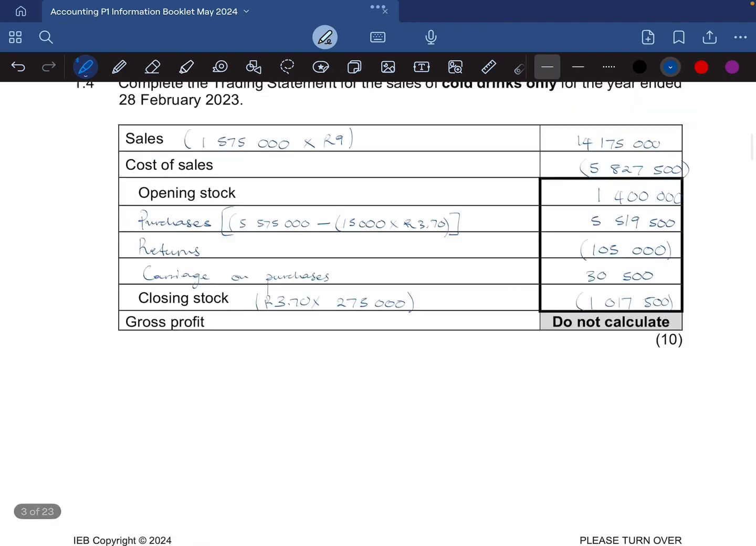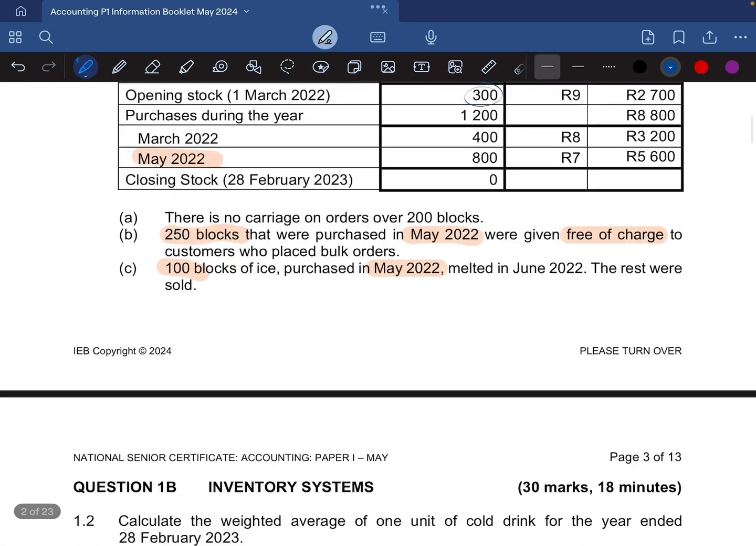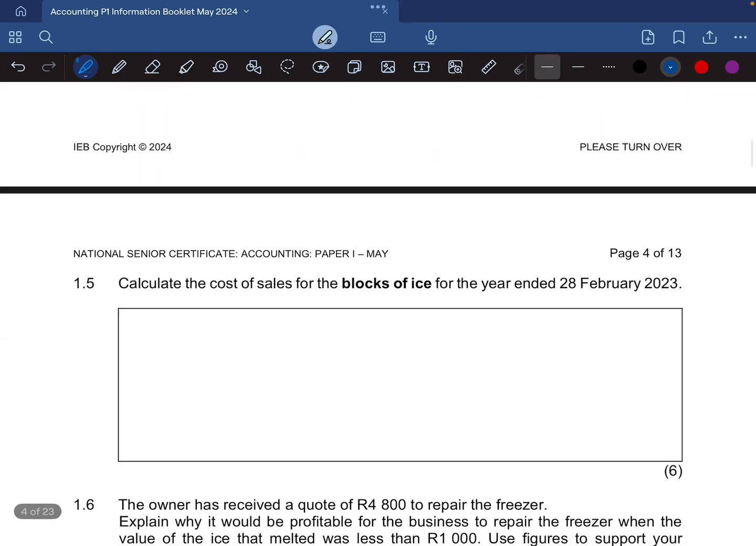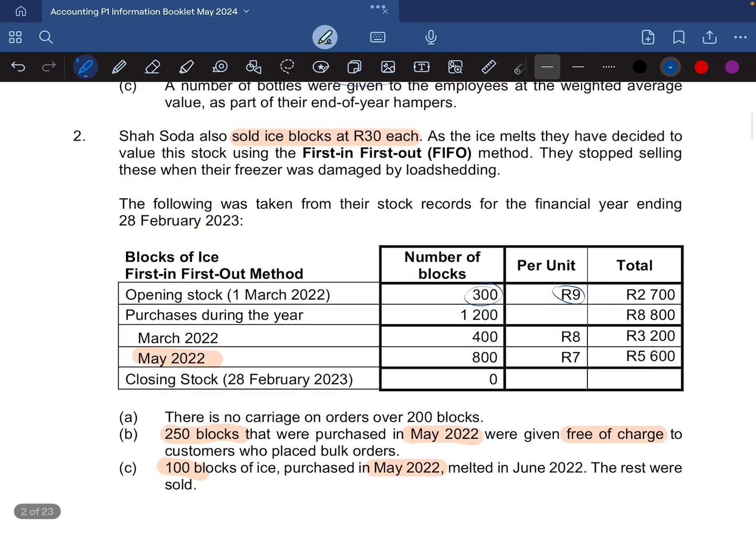Right, so first things first, we know that everything that we had in our opening stock, the 300, was sold because that is our first in, first out. So the cost per unit was 9 rands. We're going to have the 300 units multiplied by 9 rands, which will give us, so that's 3 by 9, 2,700.